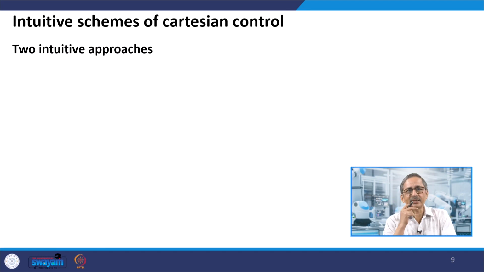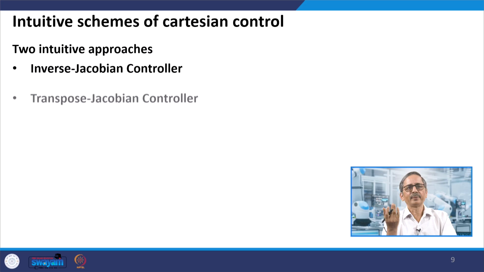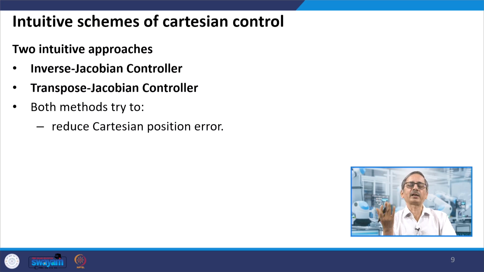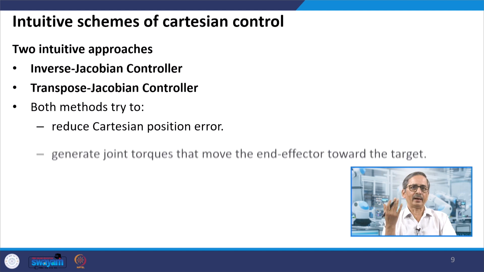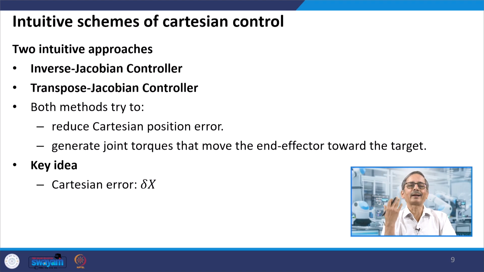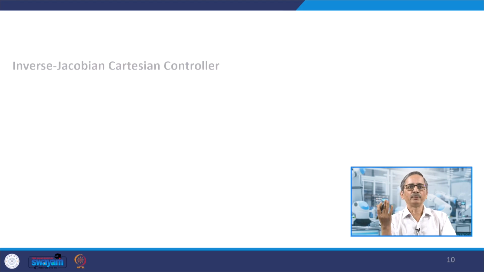Okay. Next, let us look at the intuitive schemes of Cartesian control. There are two intuitive schemes possible. One is what we call the Inverse-Jacobian controller, and the other one is the Transpose-Jacobian controller. Both methods try to reduce the Cartesian position error, right, and generate joint torques that move the end effector towards the target. The key idea here is that the Cartesian error must somehow be converted into the torque, alright. So, how do we do that?